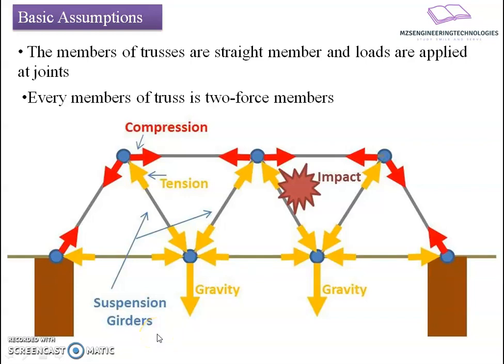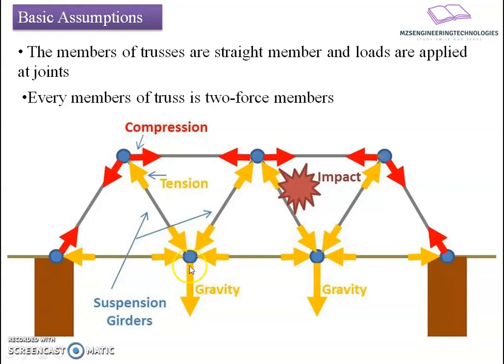Greetings. In the last lecture, we were discussing the analysis of trusses, and in that, the part related to basic assumptions was under discussion. We'll continue with that discussion. Every member of a truss is a two-force member. This statement says that when a member of a truss is subjected to any load, it will have a dual force action.